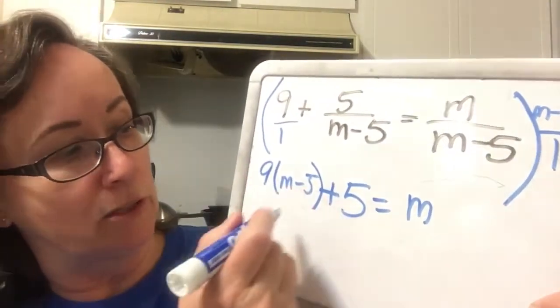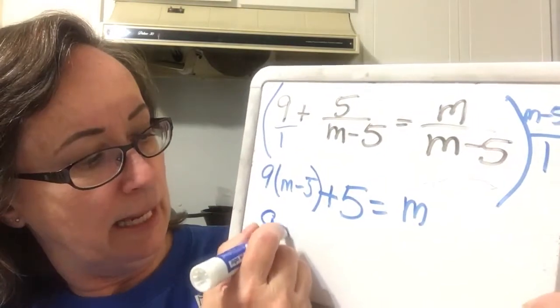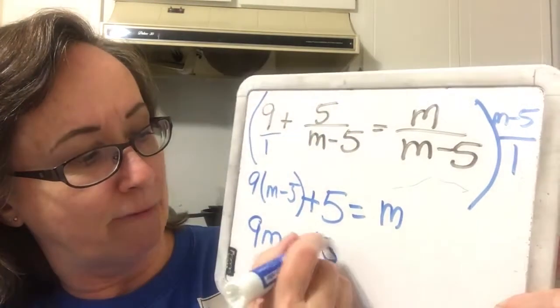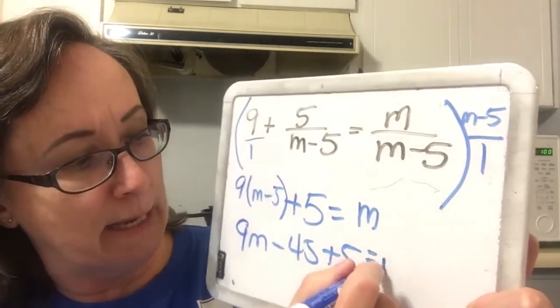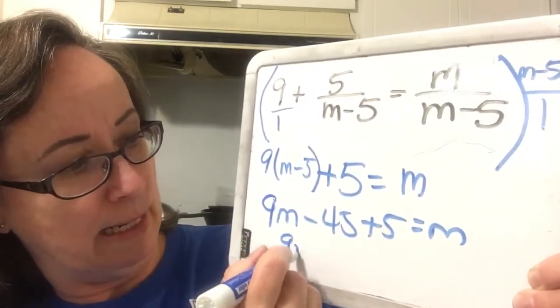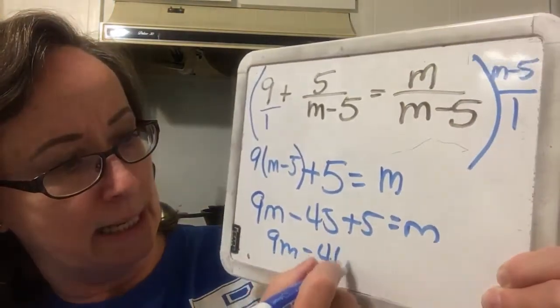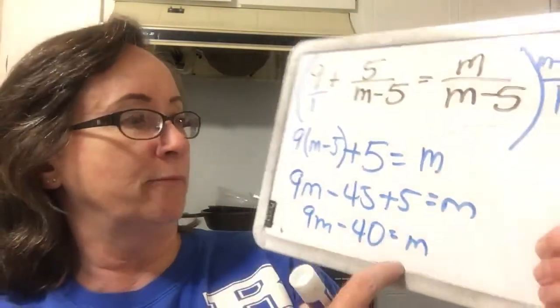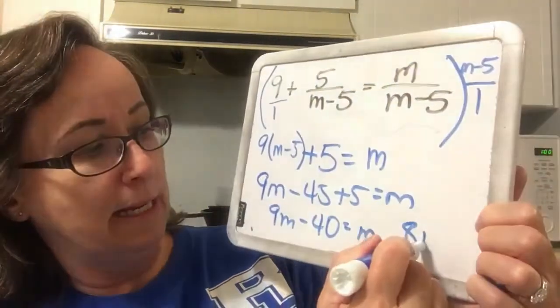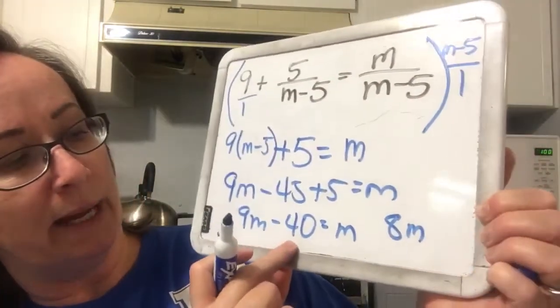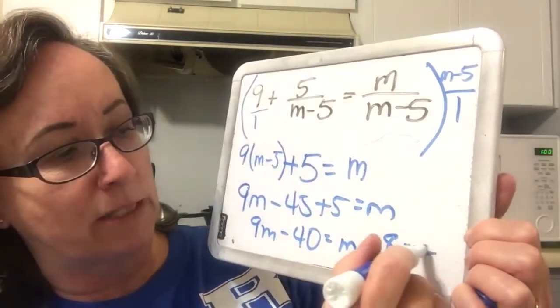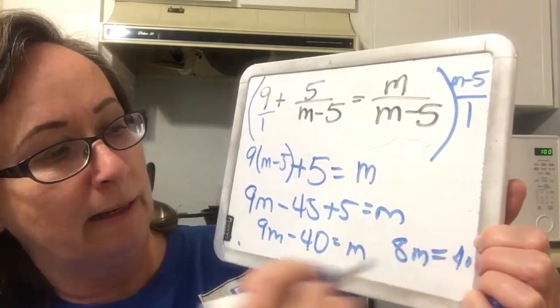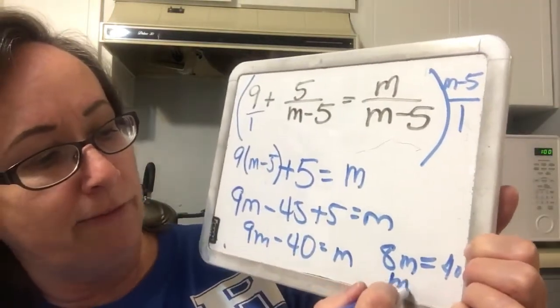So now I'm going to distribute. 9m minus 45 plus 5 is m, or 9m minus 40 is m. So now if I subtract the m from both sides, I get an 8m. And then I'm going to go ahead and add the 40 to both sides, so I get 8m is 40, and m is 5.